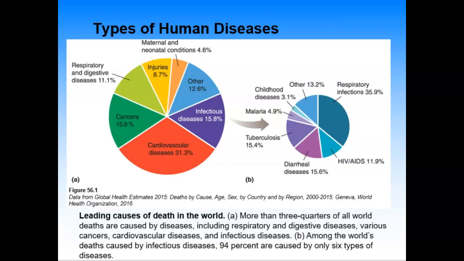There are different types of human diseases that we can focus on. The leading causes of death in the world are linked to cardiovascular health. Past that, the next one in line would be the presence of cancers and the infectious diseases, which are kind of grouped together, making almost 16% of the global deaths.